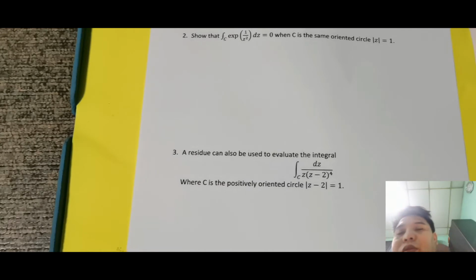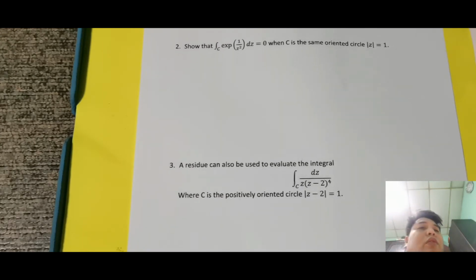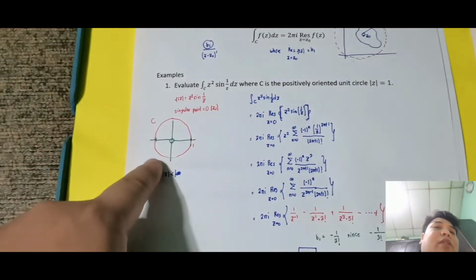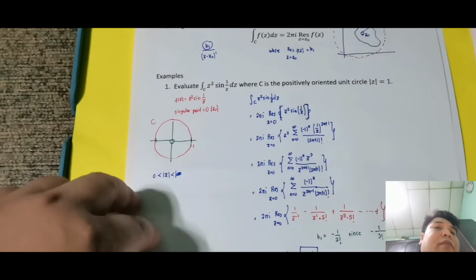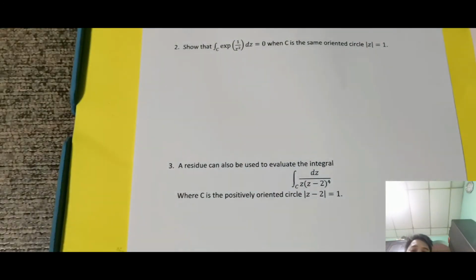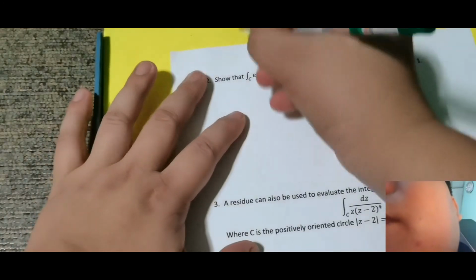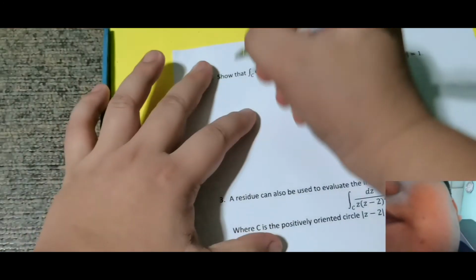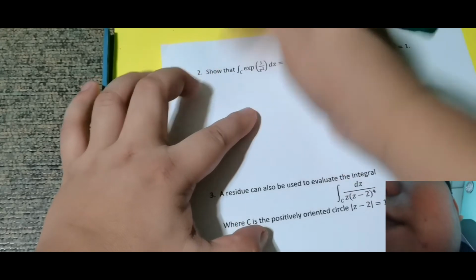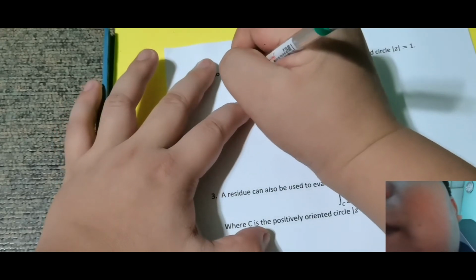Okay, so for number 2, show that the integral along the contour of exponential ng 1 over z squared dz is equal to 0 when C is the same oriented circle, absolute value of z is equal to 1. So, similar yung graph, obviously siya ay Laurent. Parehas lang dyan. Okay, so ang pinagkaiba dito, prove or show. So, meaning proving to. Okay, so ito yung proof natin.